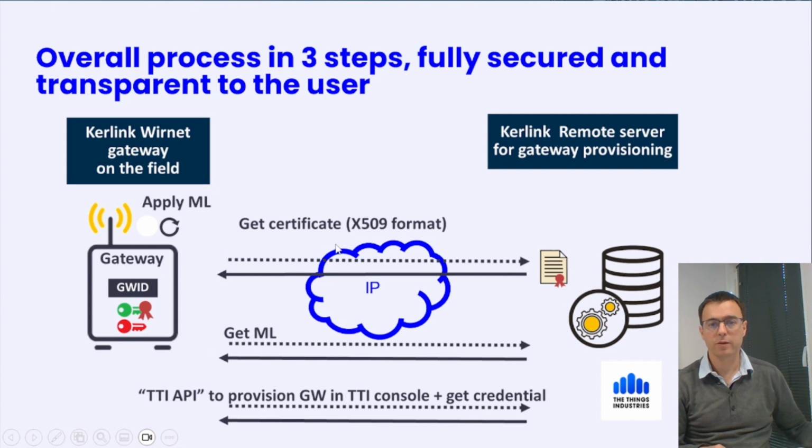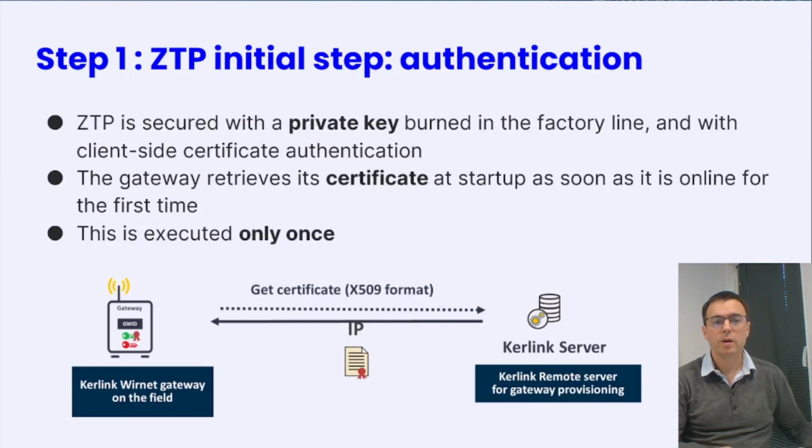So first we get a certificate. Then we do the magic link. I will explain that. And today we will connect to the TTI API, so to provision my gateway onto The Things Industry console. So this is an example of ZTP. You can do many other stuff, connect to other LoRaWAN network if you want, but this will be the demonstration today.